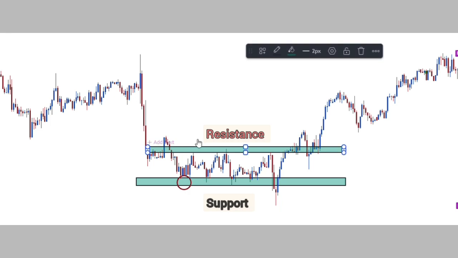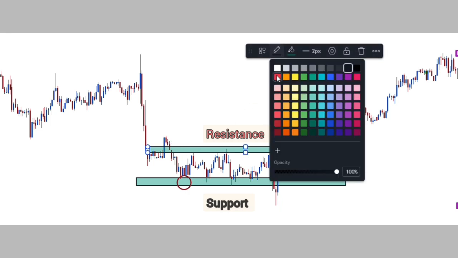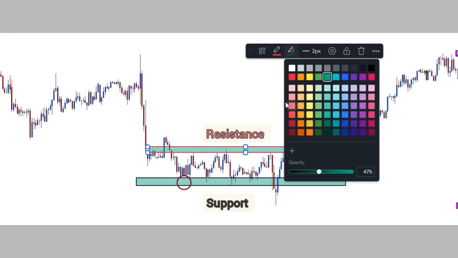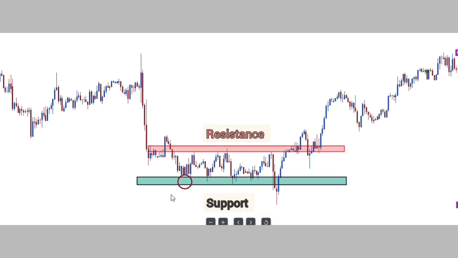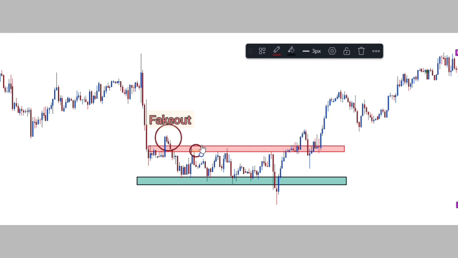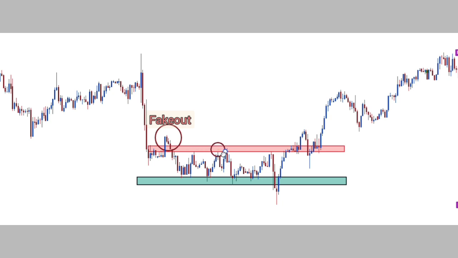Just want to change the color of the resistance, for a difference. So that is our resistance. Also, you can see there are several touches here before this fake out. This is a fake out here, guys. And after the fake out, there was this touch, that touch, this touch. So price could not break above.